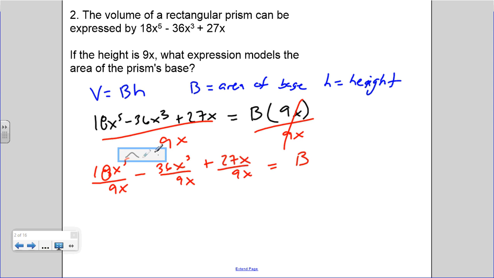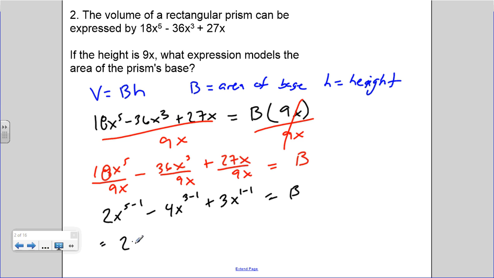So I know that 18 divided by 9 is 2. X to the fifth divided by x, you're going to subtract your powers. 36 divided by 9 is 4. Again, you're going to subtract your powers on your x term, so that's x to the 2. 27 divided by 9 is 3. And x to the 1 minus 1 is equal to B. So let's keep simplifying.